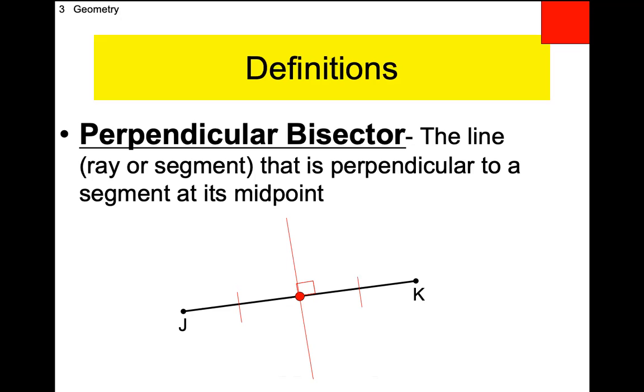You can't have a perpendicular bisector of a line, because you can't cut a line in half. It's infinite. But you can have a perpendicular bisector of a segment. And the thing that cuts it in half could be a line, ray, or another segment. But it's got to cut the other segment in half, and it also has to make a right angle. We call that a perpendicular bisector. It's a line, ray, or segment that is perpendicular to a segment at its midpoint. It doesn't say cut in half, but that's the consequence of being a midpoint.